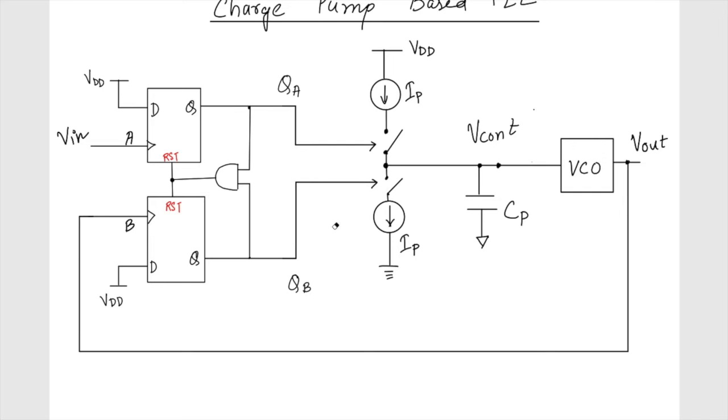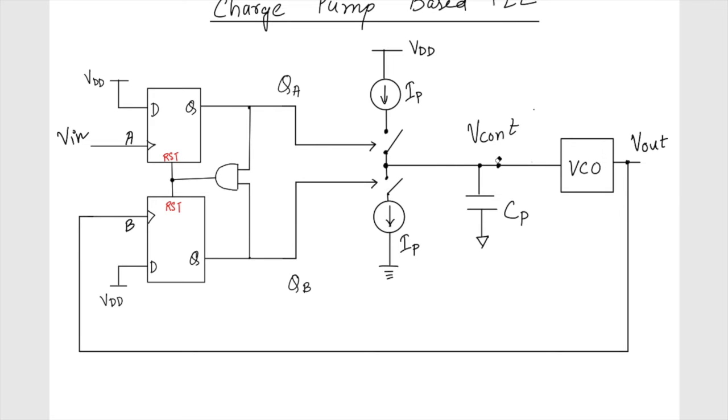Similarly, if the frequency of B is much higher, that means I'll have more pulses here. It will be turning on more times, and then it will drain out, and the control voltage is going to come down, and the VCO frequency also will come down, and it will try to match A. So this is going to happen when there is a difference in the frequency as well as a difference in the phase.